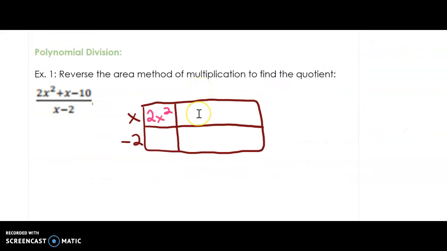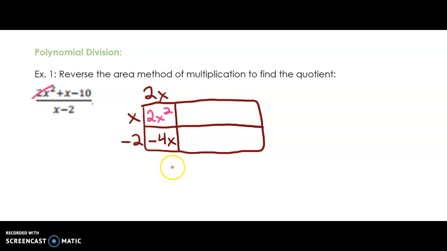And so using that thinking, if I put my 2x squared there, so I've got that taken care of, I need to think what times x will give me 2x squared, and that is going to be 2x. Again, because 2x times x equals 2x squared. We're just working backwards. Well, now that I have my 2x here, I can do what I normally do and decide what's going to be in this bottom left box here. So 2x times negative 2 gives me negative 4x.